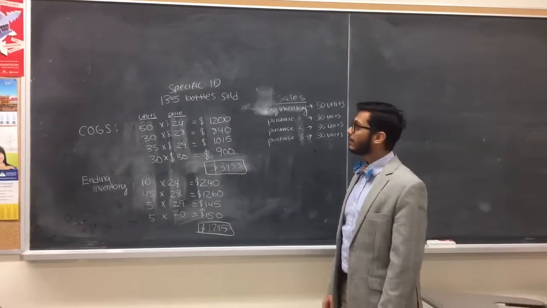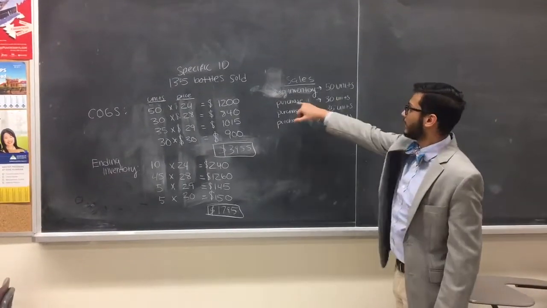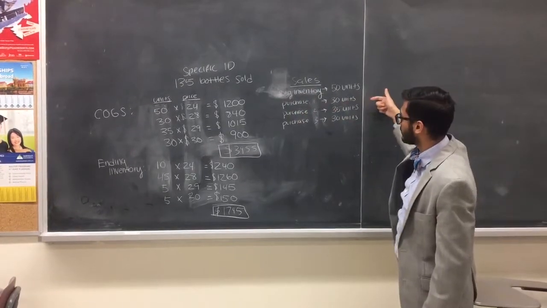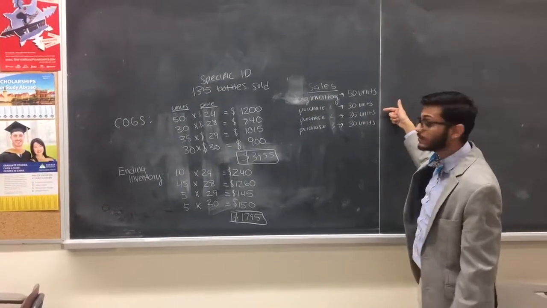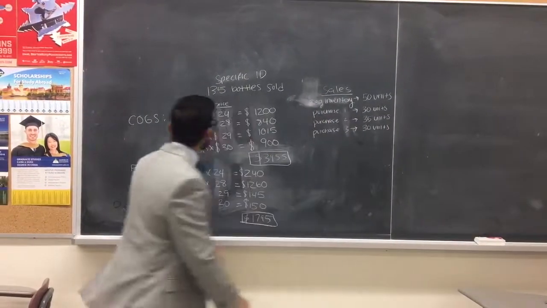All right, next we're going to look at specific identification. So here we have a problem. From the beginning inventory, we sold 50 units. From the first purchase, we sold 30 units. The second purchase, we sold 35 units. And from the third purchase, we sold 30 units. So let's jump over here.